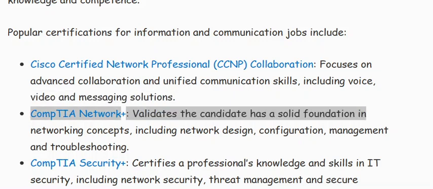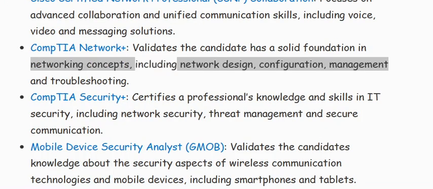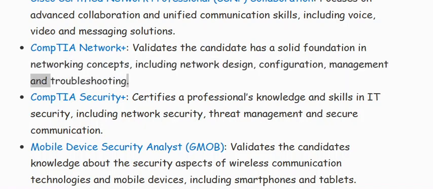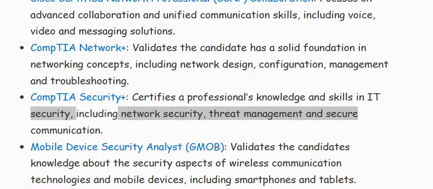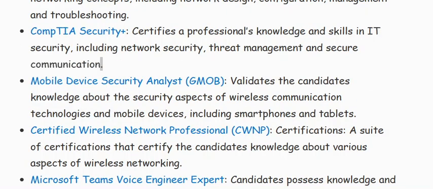CompTIA Network Plus validates the candidate has a solid foundation in networking concepts, including network design, configuration, management and troubleshooting. CompTIA Security Plus certifies a professional's knowledge and skills in IT security, including network security, threat management and secure communication. Mobile Device Security Analyst, GMOB, validates the candidate's knowledge about the security aspects of wireless communication technologies and mobile devices, including smartphones and tablets.